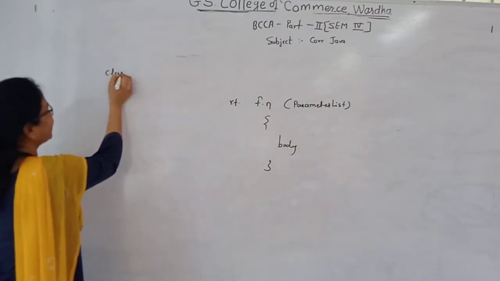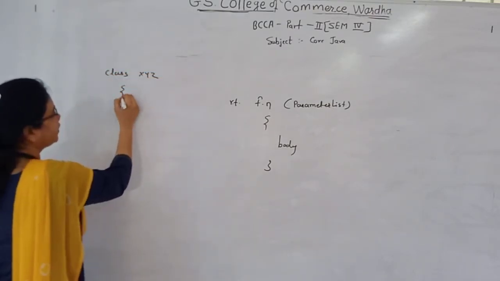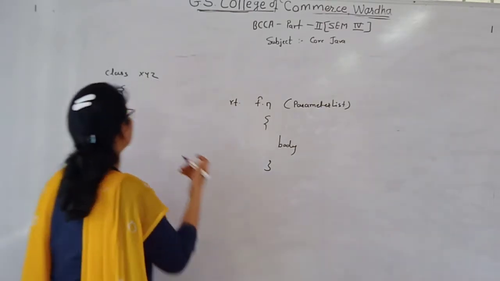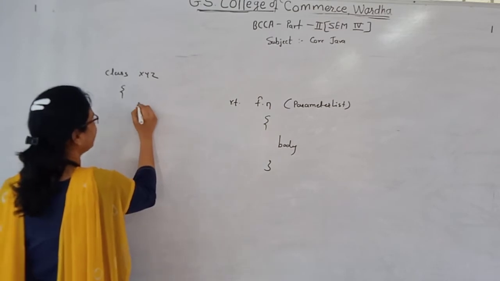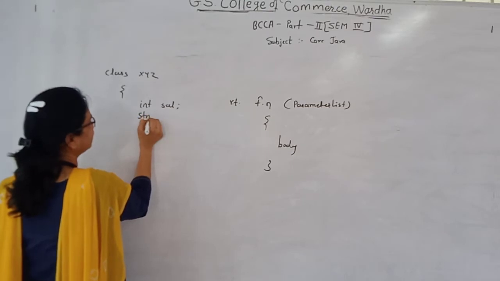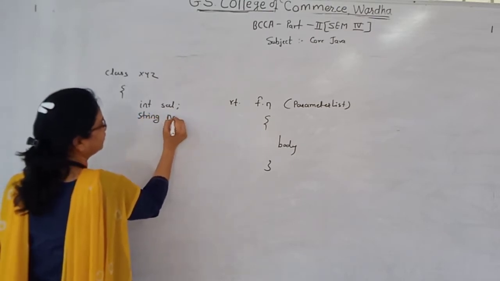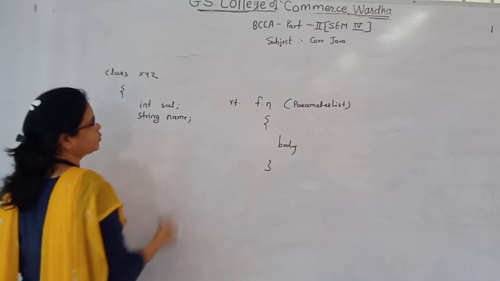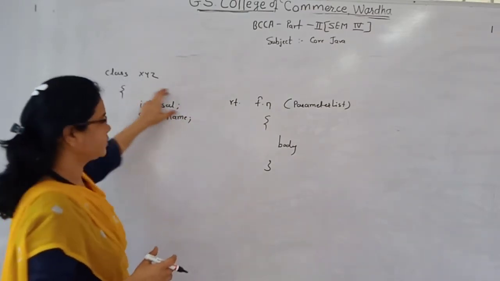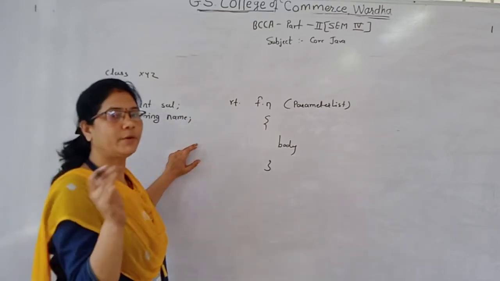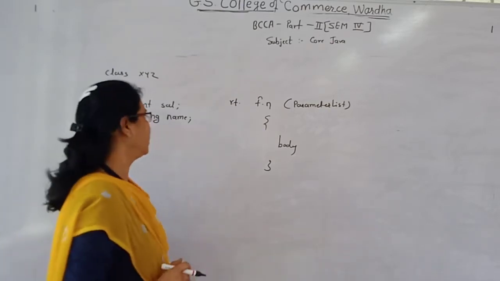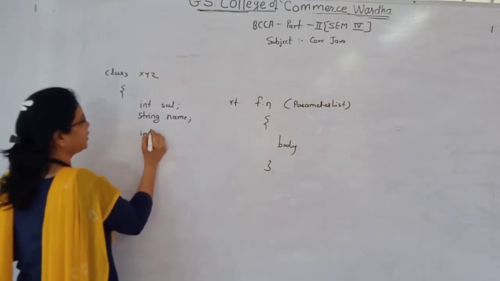Class xyz, then we have to define some variables. Here we define some variables like integer sal and string name. So here we define two variables at the class level. That means the scope of those variables is the whole class.